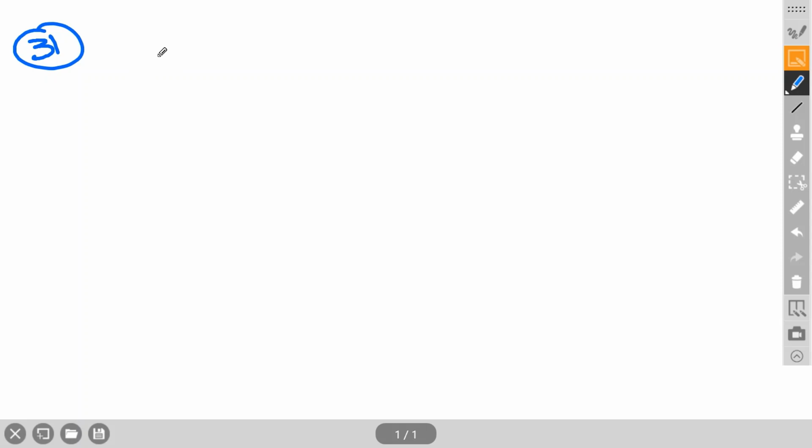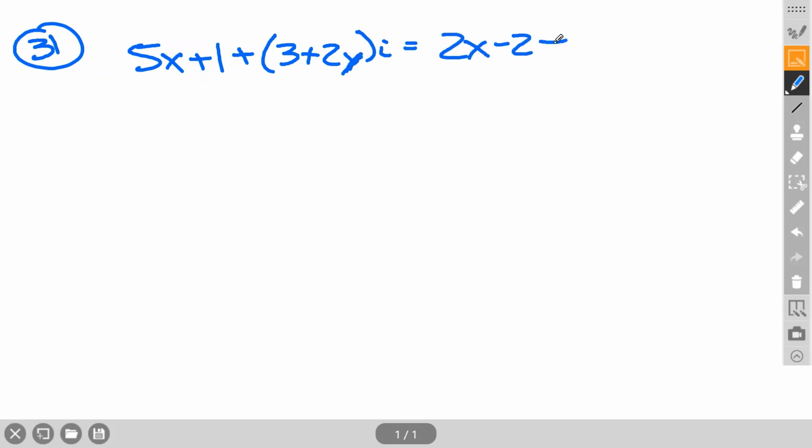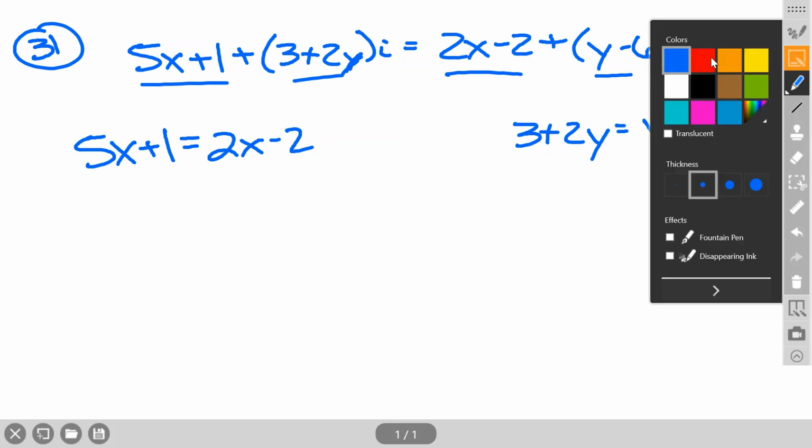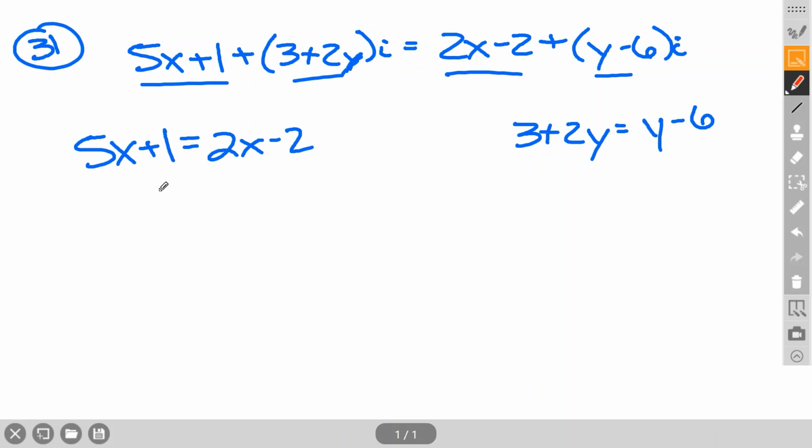31, find the values of x and y that make the equation equal. So 5x plus 1 plus 3 plus 2yi equals 2x minus 2 plus y minus 6i. Alright, so the real parts need to be equal to each other, and the imaginary parts need to be equal to each other. So we have two equations. 5x plus 1 equals 2x minus 2. And the other equation, 3 plus 2y equals y minus 6. So I'm going to solve these two equations.